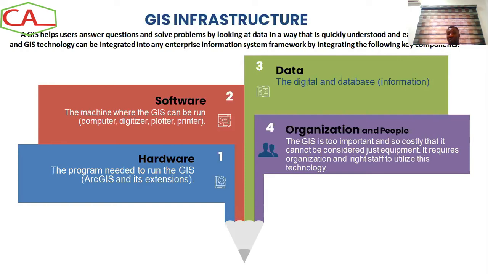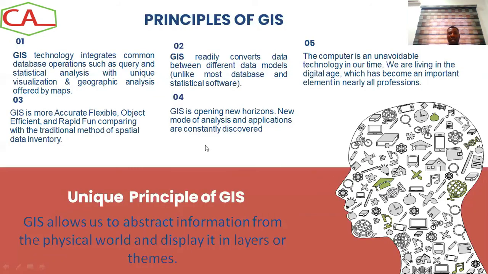Another one is the organization we are talking about here, and the people. It's very important. You need to have organized people, and it requires the right people to give you actually what you want. Then we'll talk about the principles of GIS. We won't say much, but the principle of GIS is unique, as it allows us to abstract some information from the physical world and display them in layouts or themes. That is just what GIS is all about.